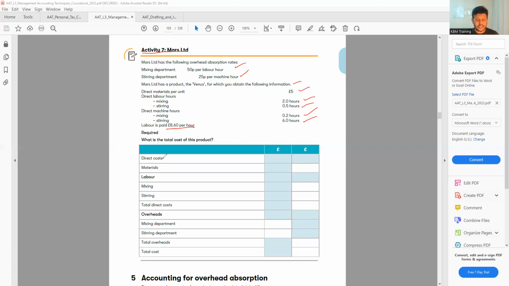So start with the direct cost. The first one we have is material. The material cost, the question gives it to us. Direct material cost per unit is 5. It's very easy for us, 5.